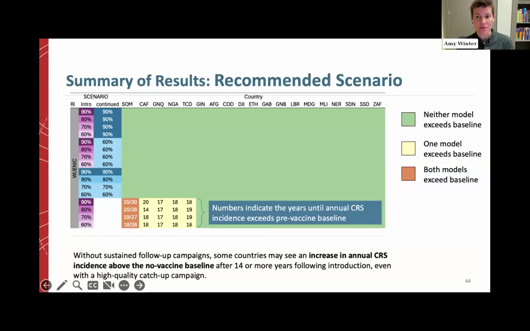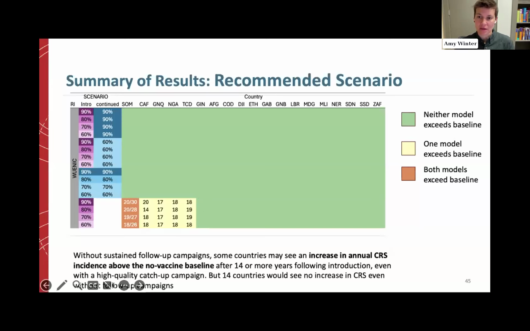So in this case, we see 5 countries here in yellow, where one model, the UGA model, predicts that CRS burden will exceed the no vaccination baseline. And in one country, Somalia here in red, where both models predict the future CRS burden will exceed the no vaccination baseline. In all cases, this exceedance will not occur for at least 14 years following introduction.